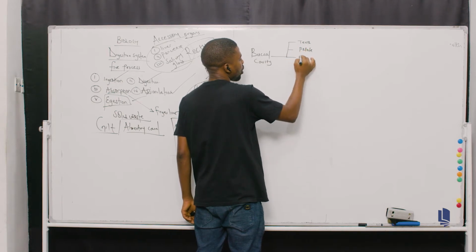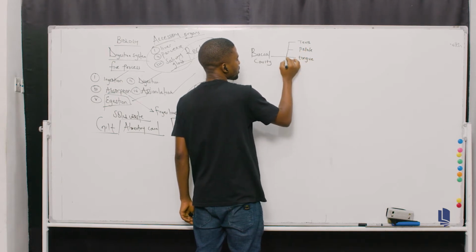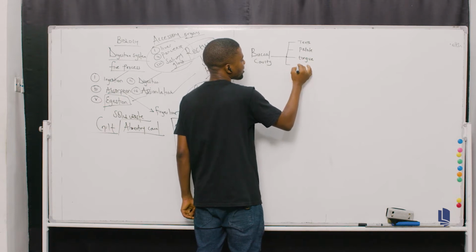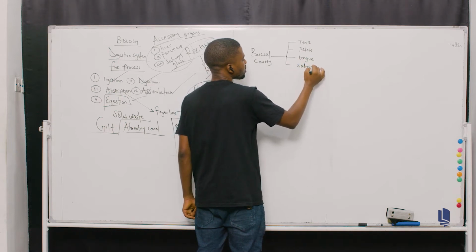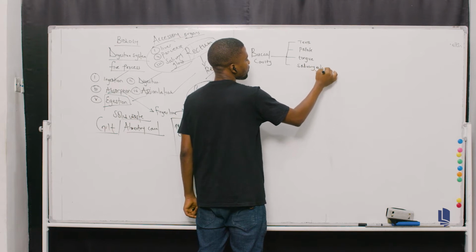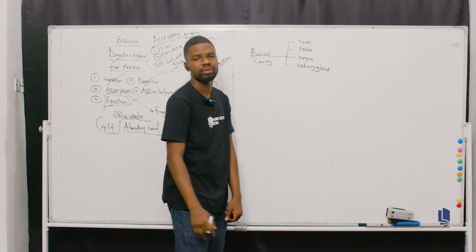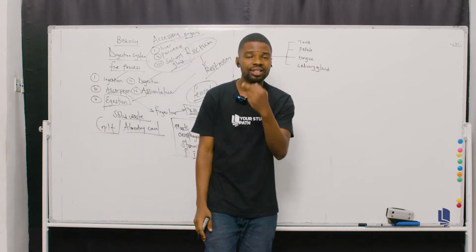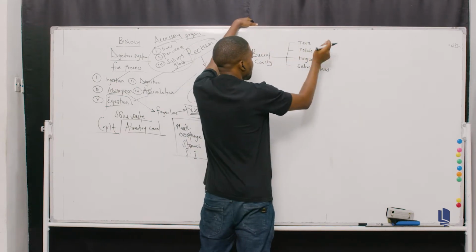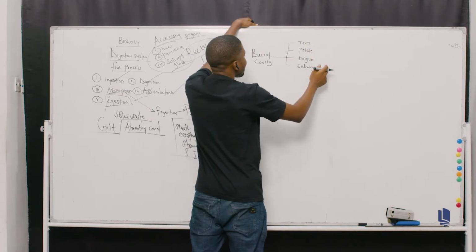It consists of the tongue. Okay? And then it consists of the salivary gland. Look at it. That's what it consists of. So the buccal cavity, this is what it consists of: the teeth, the palate, the tongue, and the salivary what now?